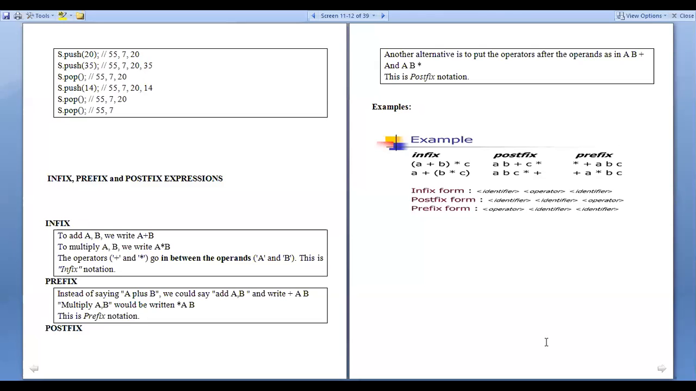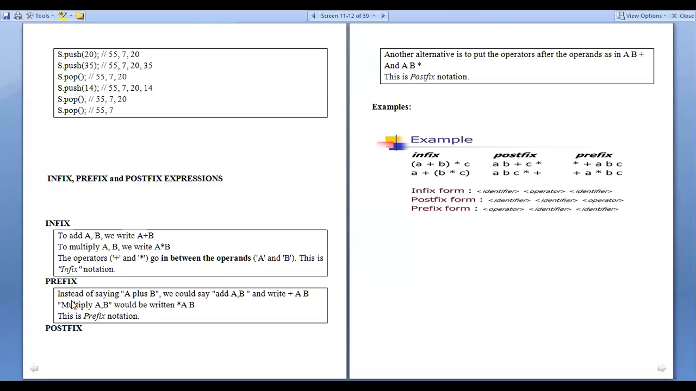Infix means to add a, b, we write a plus b. To multiply a, b, we write a star b. The operators plus and star go in between the operands a and b. This is infix notation.